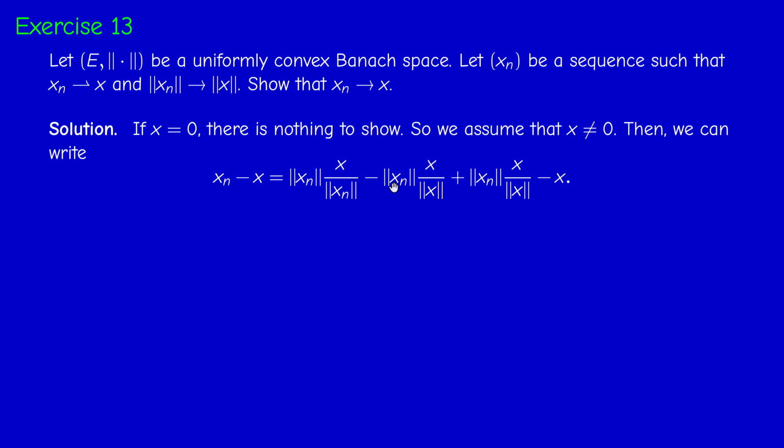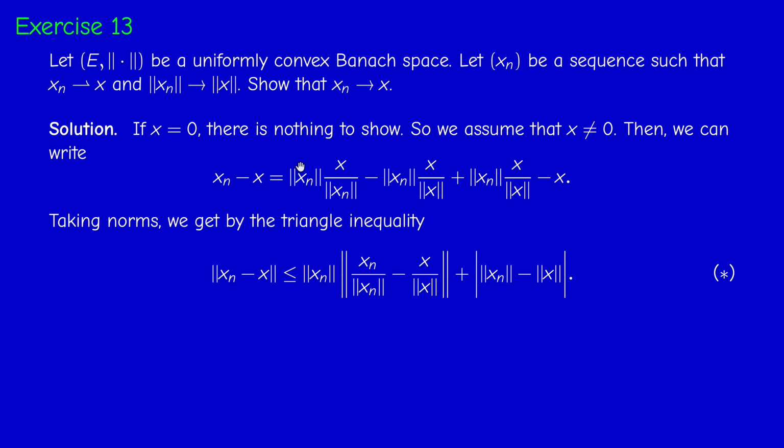But then we add and subtract the norm of Xn over the norm of X times X. Why are we doing so? Because now we look at the first two terms, and we can use the triangle inequality. The norm of Xn minus X is less than the norm of these two terms plus the norm of these two terms.